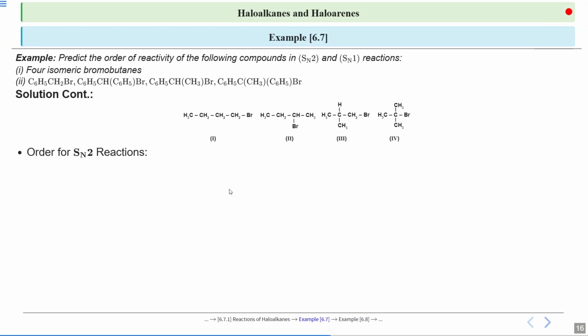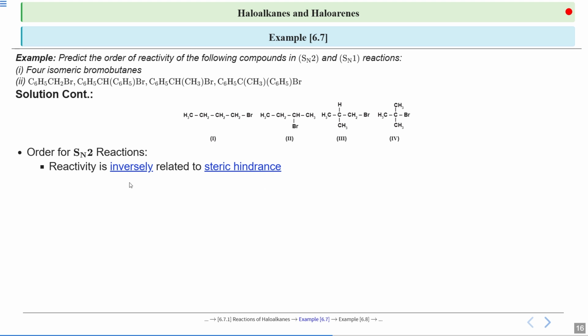Now, if we talk about the SN2 reaction, substitution nucleophilic bimolecular reaction, this is a single step reaction. A transition state will be formed, no intermediate is formed, right? The nucleophile will attack from the opposite side of the carbon halogen bond, remember? So the reactivity in SN2 is inversely related to steric hindrance. Steric hindrance is the key factor here for determining the reactivity.